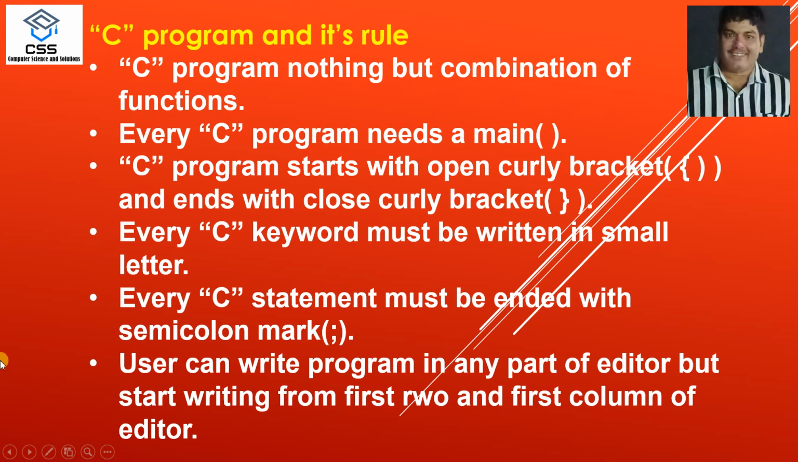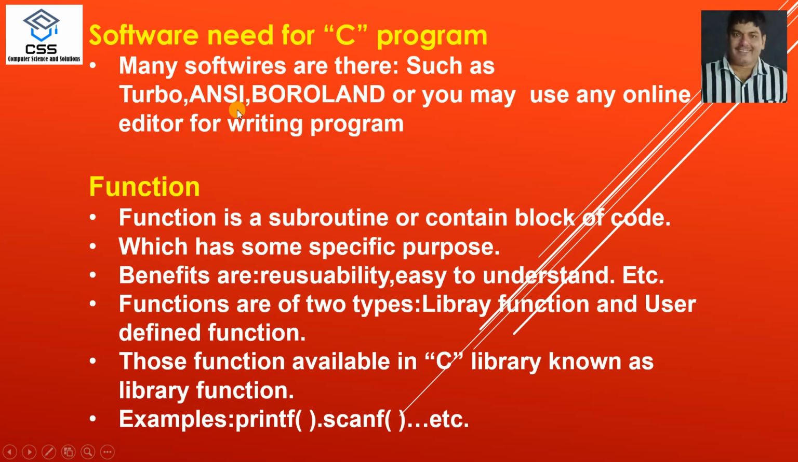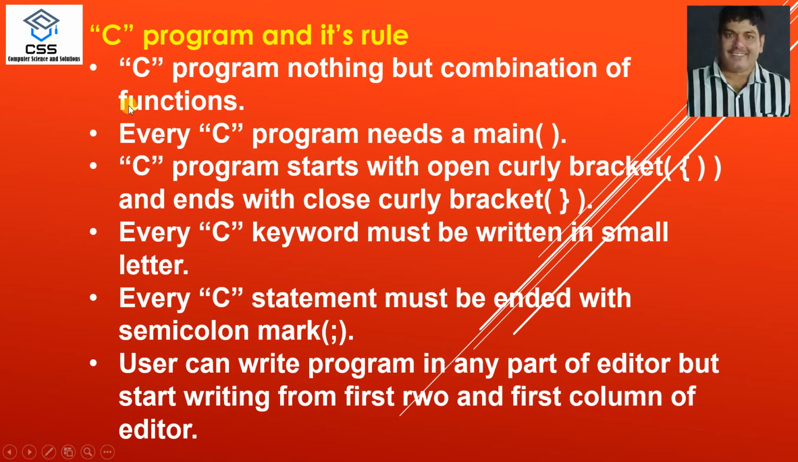What are the C programming rules? Remember, every C program is a combination of functions. Without a function, we cannot write a C program. To write a C program, everything must be written with the help of a function. Every C program first of all requires a function known as the main function. It is a predefined function without which a program cannot be written.